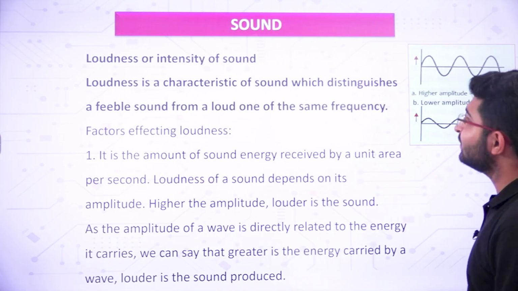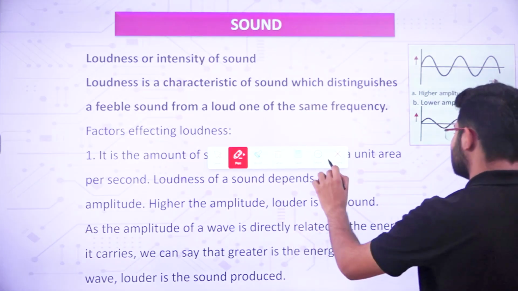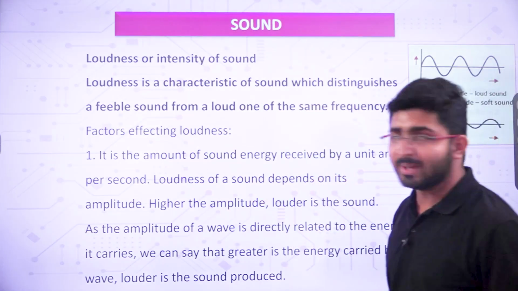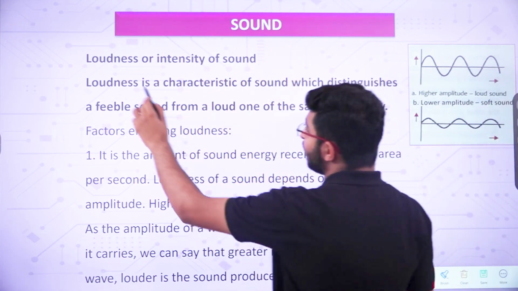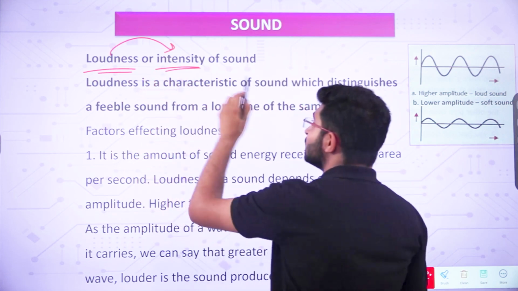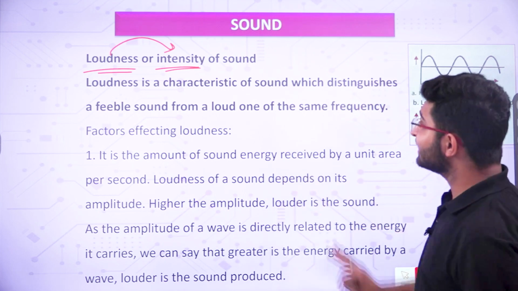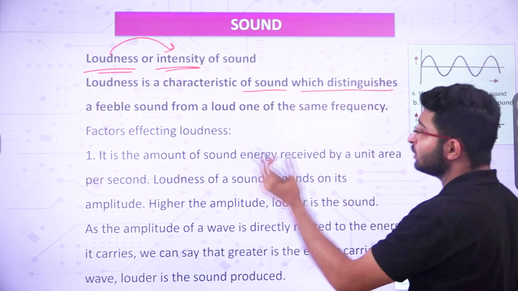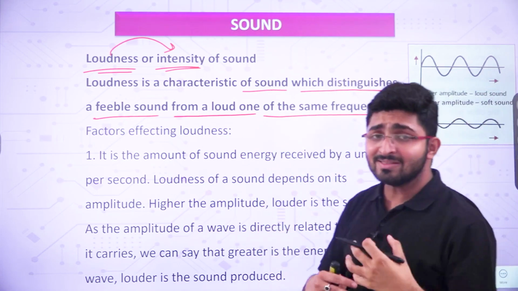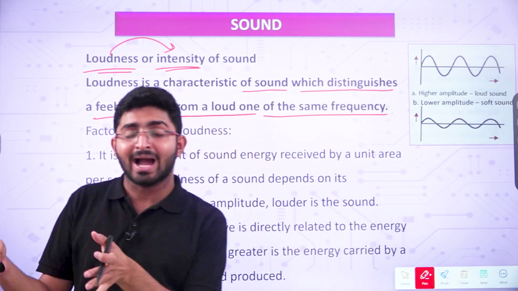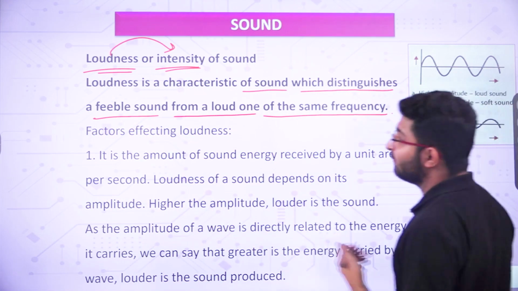Now moving ahead, we have loudness or intensity of sound as the other topic. We have understood the main topic, that is amplitude. Now we are going to study what loudness or intensity of sound is. Loudness always depends upon the intensity. When we are talking about the intensity of sound, we are obviously talking about the loudness. Loudness is the characteristic of sound which distinguishes a feeble sound from a loud one of the same frequency. So loudness means that we are distinguishing between a loud and a soft sound on the basis of the frequency generated.